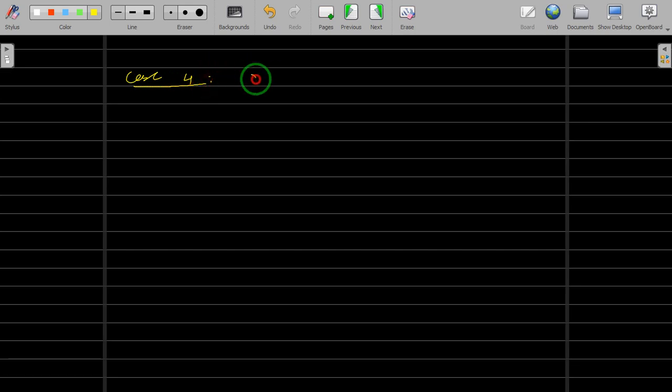Case 4, x equals 0. So 0 is here, 1 is here. This is your R. So any guesses? Check whether it's a limit point.